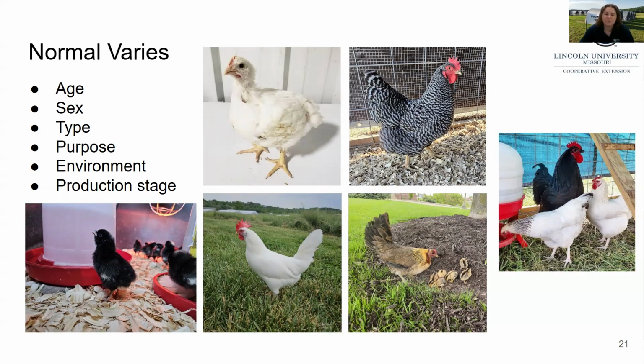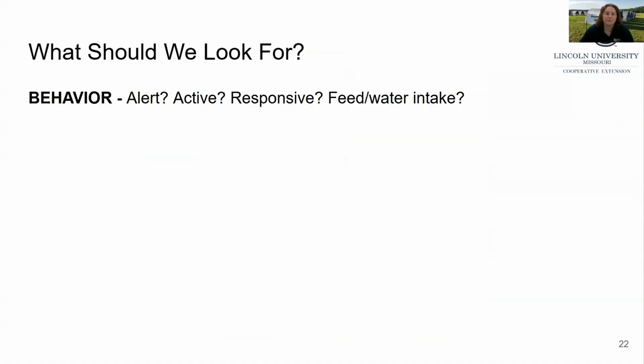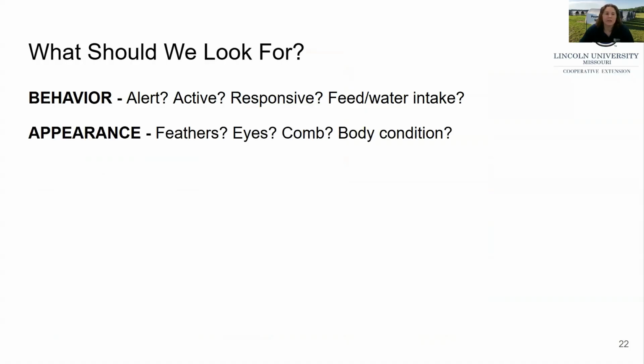And so that means that we don't necessarily want to define abnormal based on a single picture of what we think it should look like. We always need to think about it in context. So when we're assessing a poultry health concern, what should we start looking for? We can think of a few different areas. Behavior, is the bird alert, active, responsive? Are they eating and drinking? Appearance, what do their feathers look like? Eyes, comb, body condition. Breathing, is their breathing quiet, normal? Is it taking extra effort? Are they making more sounds? Are they coughing when they breathe?